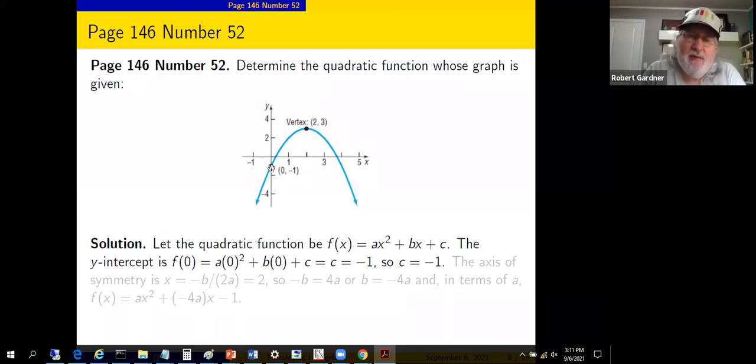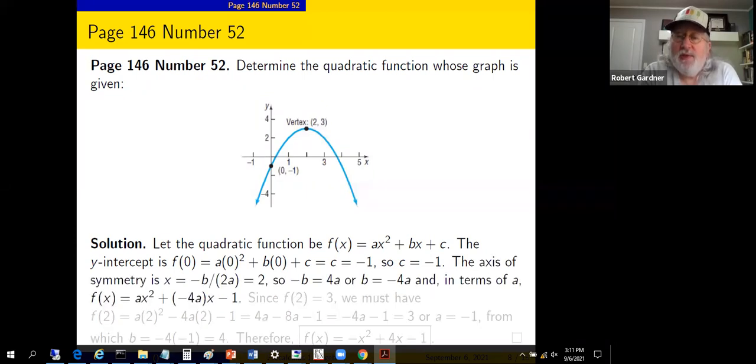When x is 0, y should be -1, so we must have c equals -1. Plug in 0, simplify, you know that must be -1, you conclude c is -1. So we need a, b, and c, and we got c.